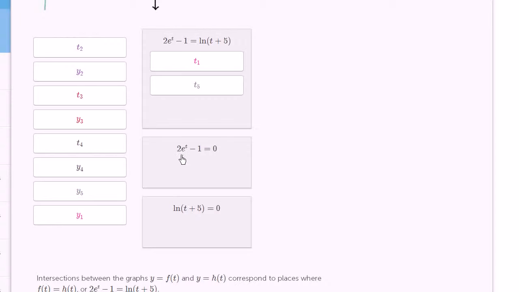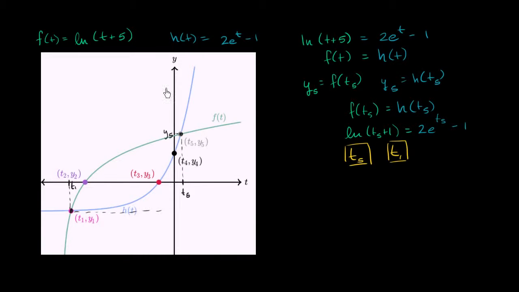Now the second category, the next category, we're saying when does 2e to the t power minus 1 equal 0? So let's give myself a little bit more real estate. Let me draw a little line here because this is the next category. When does 2e to the t minus 1 equal 0? Which is another way of saying, when does h of t equal 0? And so if h of t is equal to 0, and we're plotting the function y is equal to h of t, when does y equal h of t equal 0? Or another way of saying this, when does h of t intersect the horizontal axis?